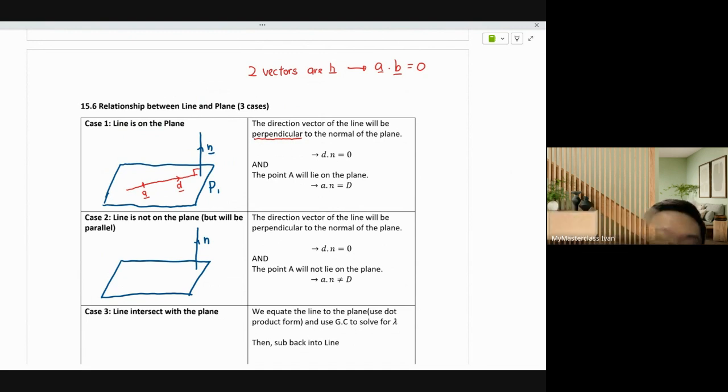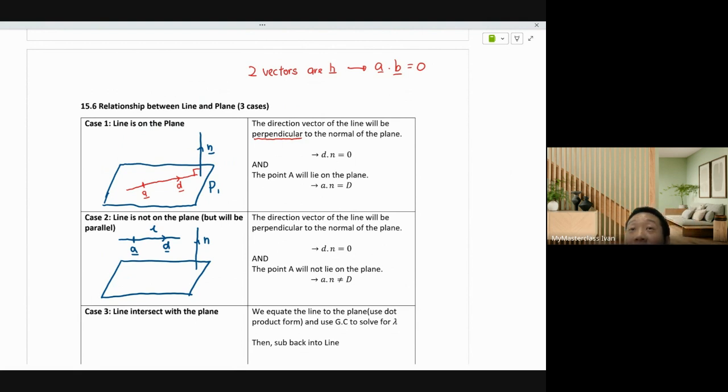Okay, now you draw a line here. Label this as L, and then A and D. The line does not lie on the plane, but the direction will still be perpendicular. So D dot N will still equal 0, but A dot N will not equal the constant, because the point does not lie on the plane.